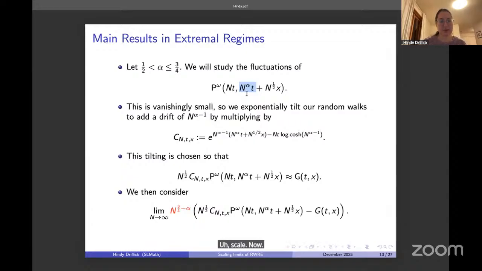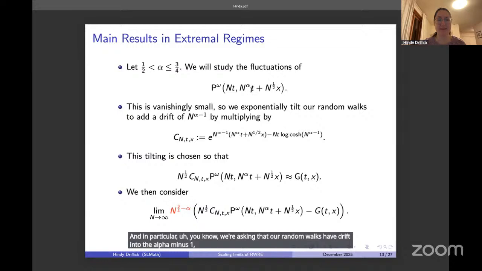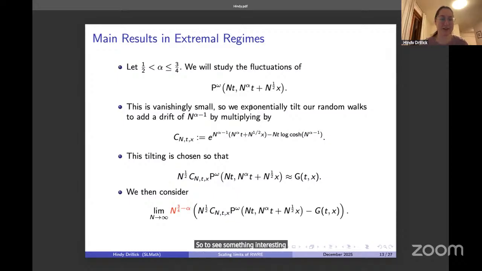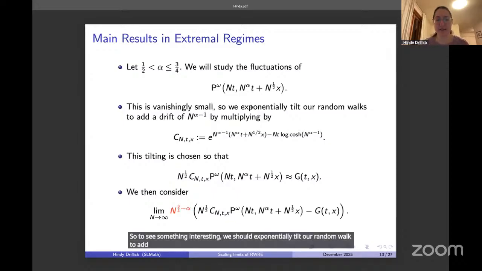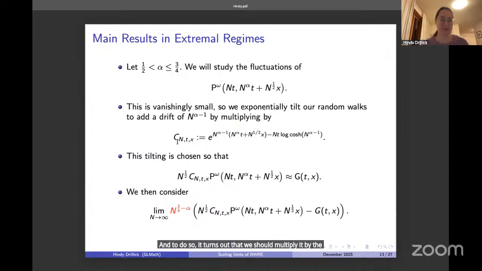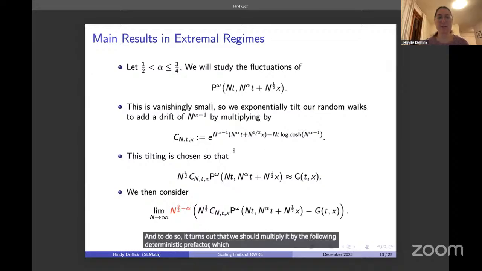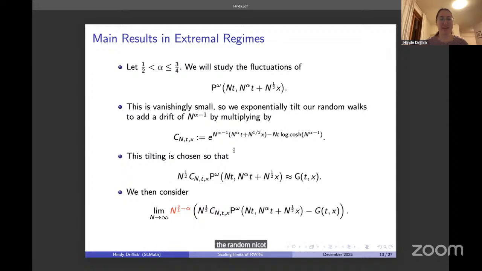Now, this is already pretty far out into the tail, so as n goes to infinity, this probability vanishes. So in order to actually see anything interesting, we need to multiply this by something. In particular, we're asking that our random walks have drift n to the alpha minus 1, right? Because at time nt, we want the random walk to be at position n to the alpha t. So to see something interesting, we should exponentially tilt our random walk to add in this drift of n to the alpha minus 1. And to do so, it turns out that we should multiply it by the following deterministic prefactor, which is basically the Radon-Nikodym derivative that will tilt our random walk to give it drift n to the alpha minus 1.